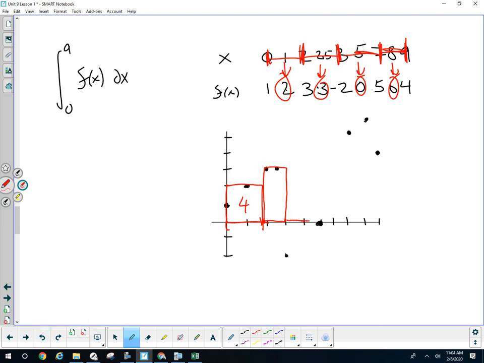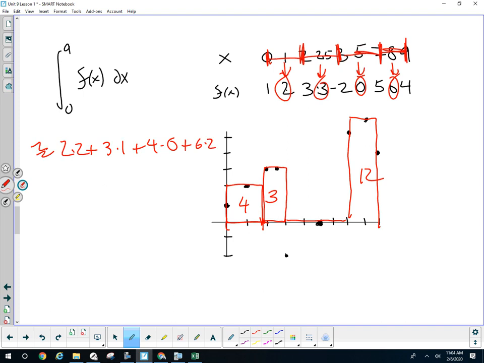That's just going to be a rectangle of 0. And then from 7 to 9, my height is 6. I got 4, I got 3, I got 0, and I got 12. 2 times 2, 3 times 1, 4 times 0, 6 times 2. So 19. Cool.